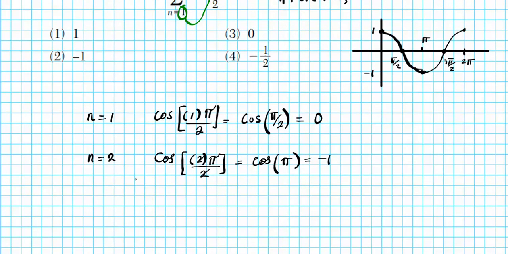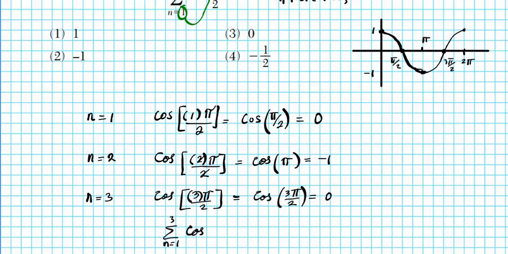And then the third term, n equals 3. We're going to compute cosine of n pi over 2, which becomes 3 pi over 2. So we're going to determine what the value of cosine 3 pi over 2 is. You can use your calculator or just use the graph here. We can see cosine 3 pi over 2, the output is 0. Okay, so the sum from n equals 1 to 3 of cosine n pi over 2 is simply what you get when you add up these numbers. Okay, so 0 plus -1 plus 0. Your final answer is -1. Option number 2 is our final answer.